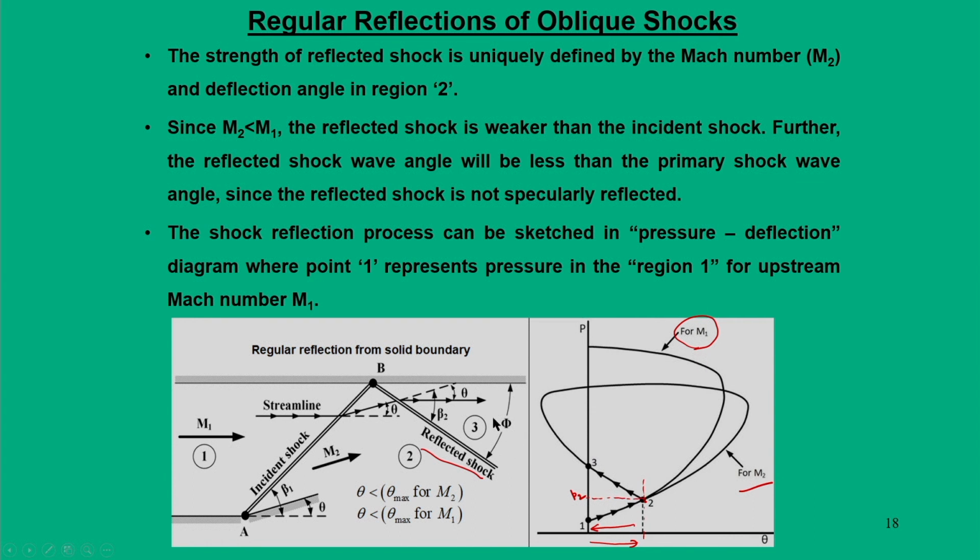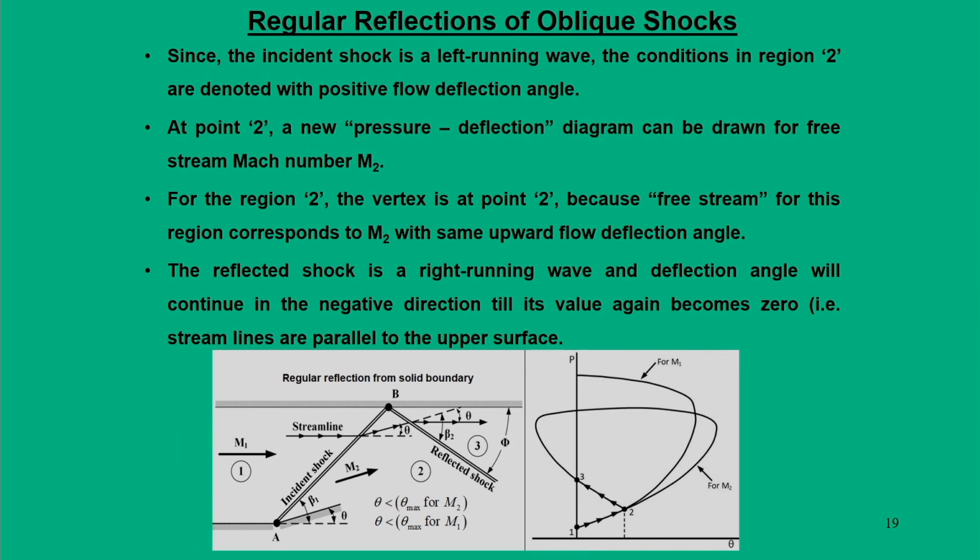And if you keep on extending these situations, a multiple number of pressure deflection diagrams can be drawn for different Mach numbers, across which the possible values of static pressures can be plotted. So, this is how the importance of a pressure deflection diagram is realized for a regular reflection of oblique shocks. And the most important information that is realized here is that we can cater the left running wave as well as right running wave in this p theta diagram.